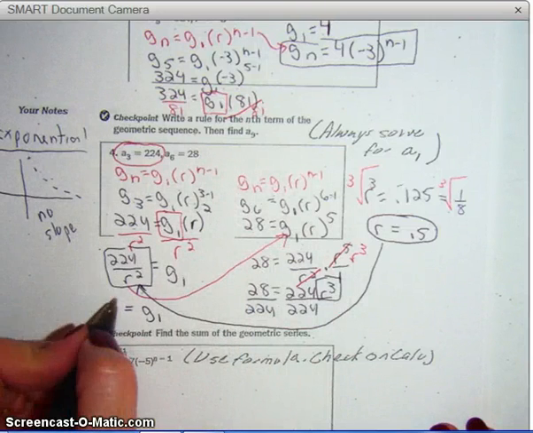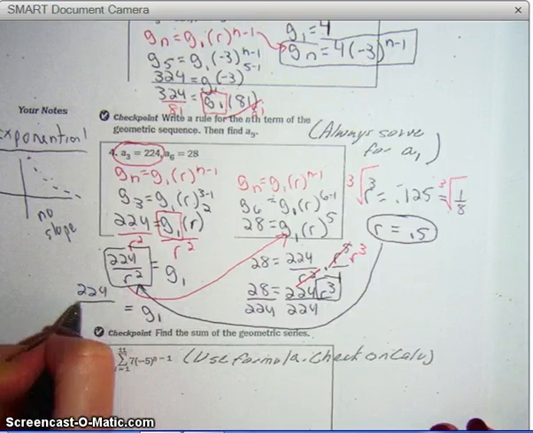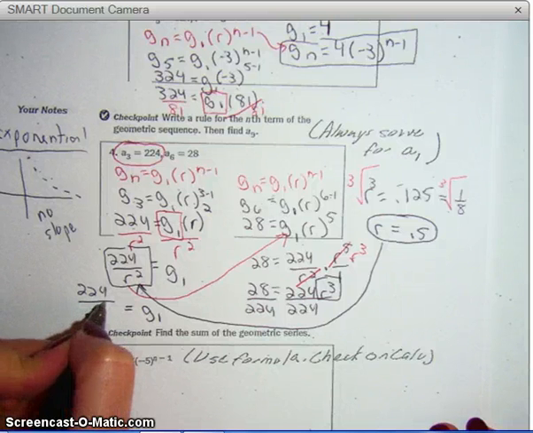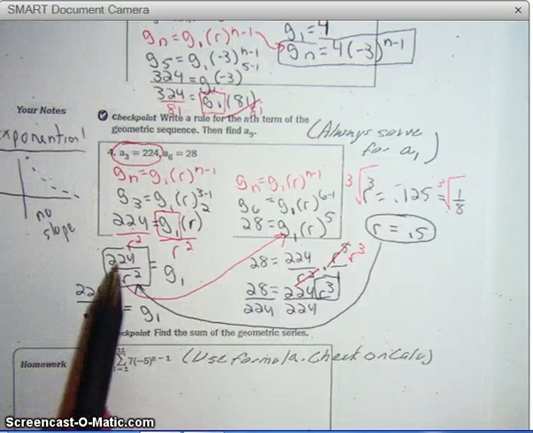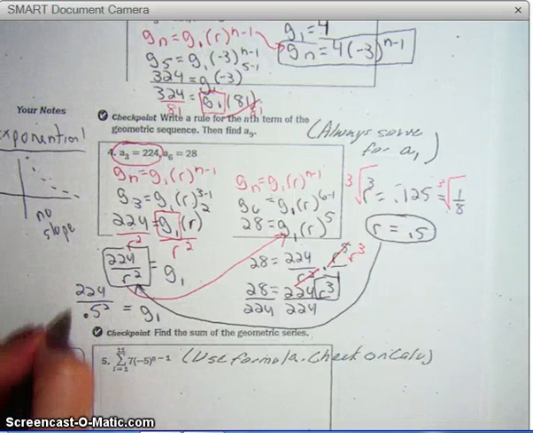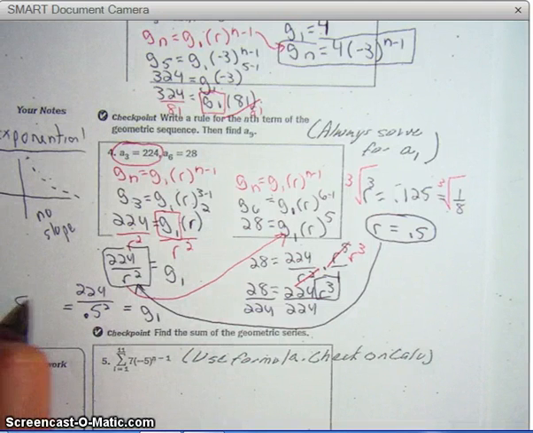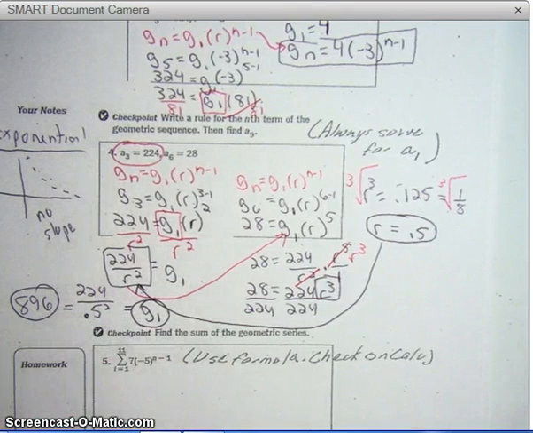Okay? All right, so g sub 1 is 224 divided by r, but r is 0.5. And then don't forget you have to square it. It's 224 divided by r squared. So what'd you get? 896. 896 sounds good. That's what it is. I know this is harder, guys, than making the ordered pairs.